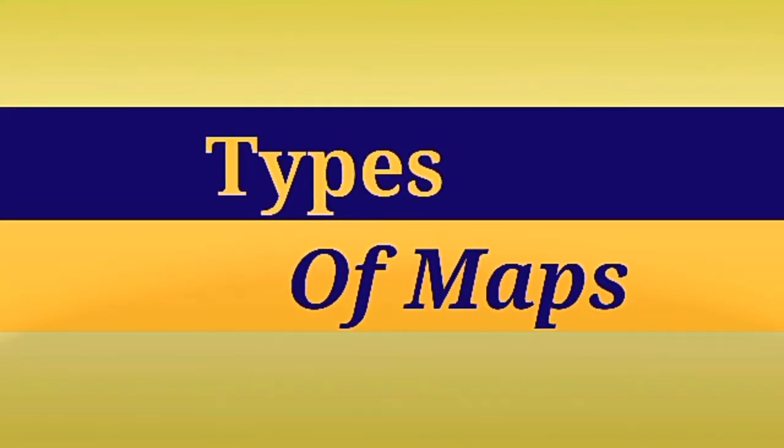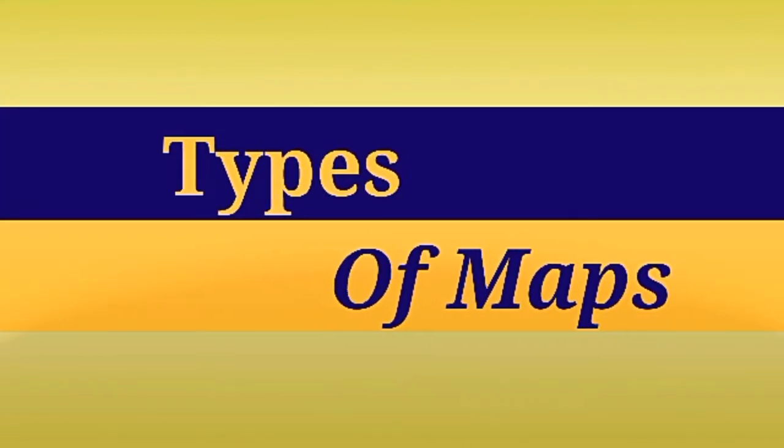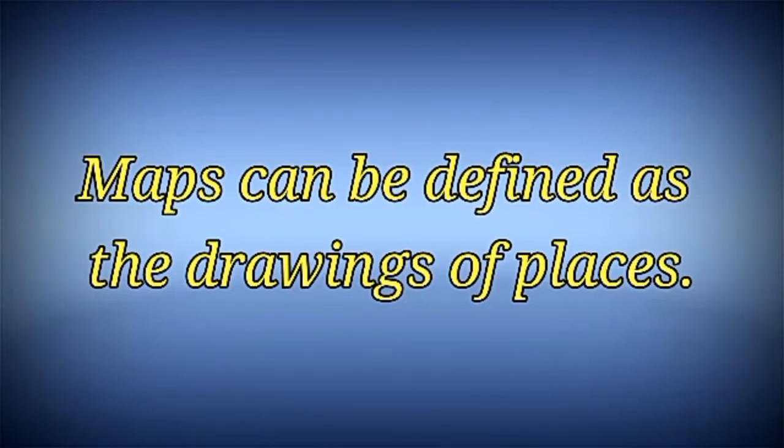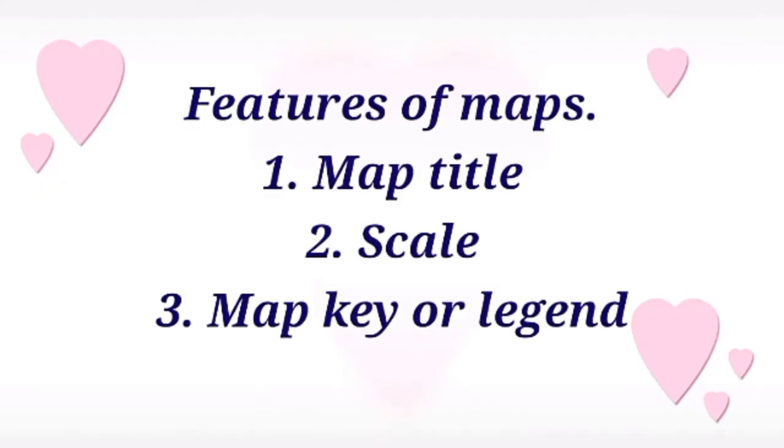Now, today we're going to look at the lesson titled Types of Maps. In our previous class, we discussed maps, but we're going to talk more about maps. So, maps can be defined as the drawings of places. Can you remember that? Maps can be defined as the drawing of places.